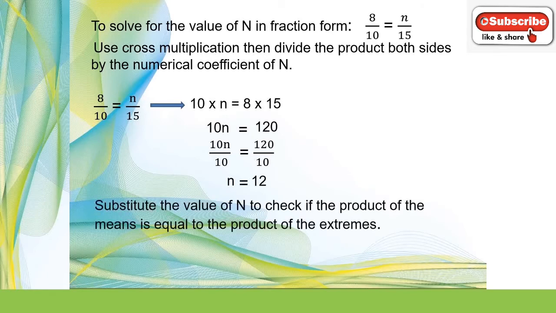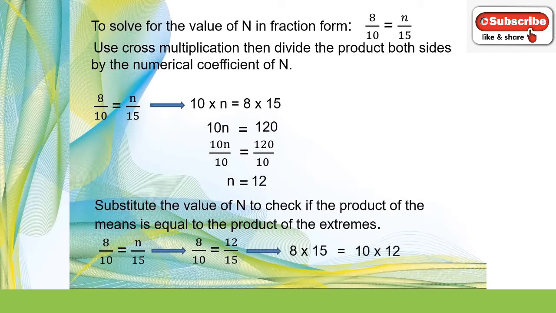Substitute the value of n to check if the product of the means is equal to the product of the extremes. 8 over 10 equals n over 15 will become 8 over 10 equals 12 over 15. Cross multiply 8 times 15, then 10 times 12. 8 times 15 equals 120. 10 times 12 equals 120. So, the product of the means is equal to the product of the extremes.